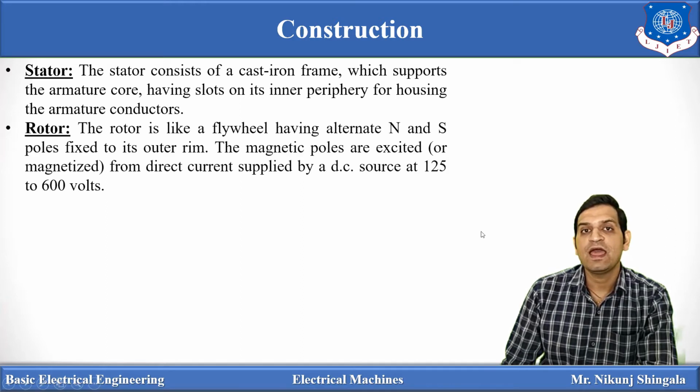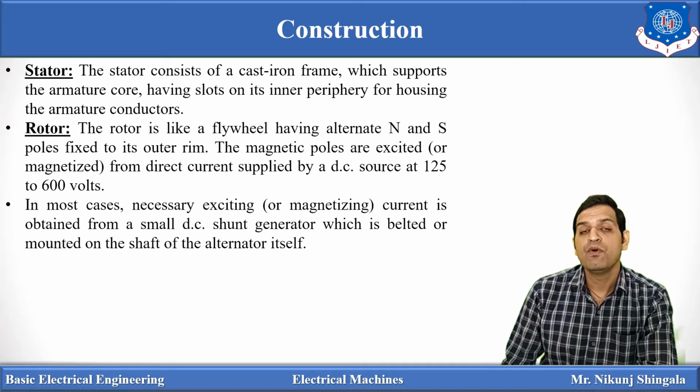The rotor is like a flywheel having alternate N and S poles which are fixed on the outer rim. The magnetic poles are excited by the field winding which is wound around the rotor poles, and the field windings are supplied direct current from a DC source of approximately 125 volts to 600 volts. In most cases, the necessary exciting, that is magnetization, current for the field winding is obtained from a small DC shunt generator which is mounted on the shaft of the alternator itself.